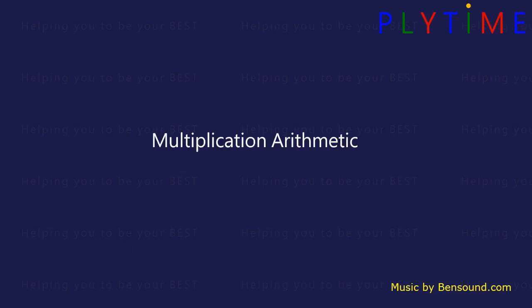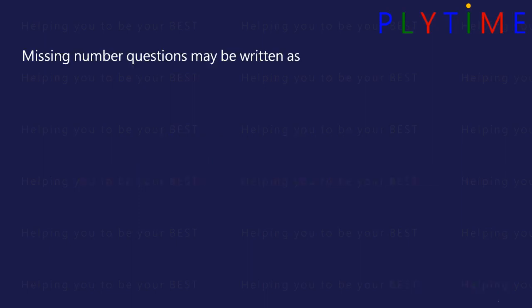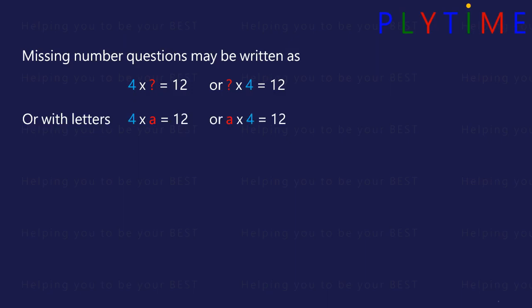Multiplication arithmetic. Find the missing number within the times tables. Missing number questions may be written as 4 times question mark equals 12, or question mark times 4 equals 12. Or with letters: 4 times A equals 12, or A times 4 equals 12. The question is asking you to find the number representing the question mark or the letter.